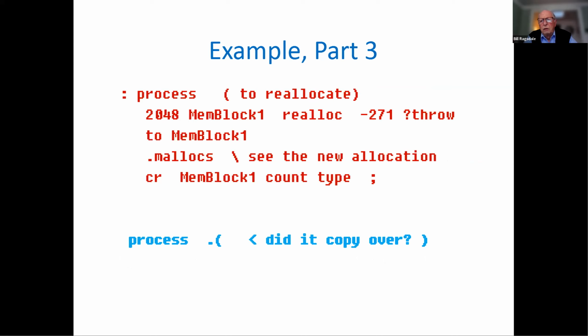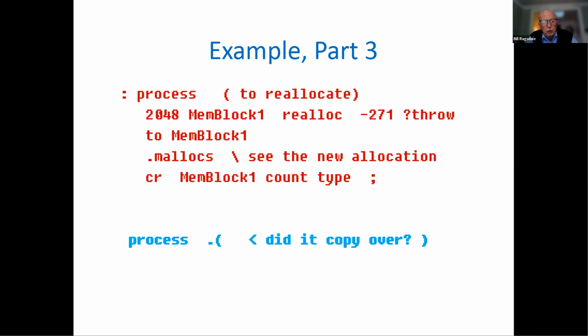This is a little more involved. This is putting all of this into a new word to do a reallocation. So the process to reallocate says that we're going to specify the new block as being 2048 bytes. The old memory address is memblock1 and it reallocates it. Again, it returns a potential error code, -271 ?throw. And if that executes properly, we transfer this new address to our memblock1. So memblock1 now contains the 2048 allocation.